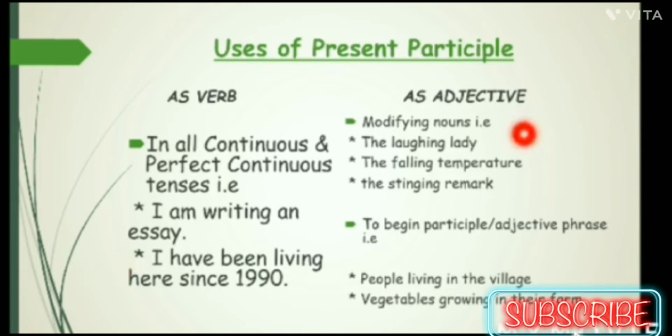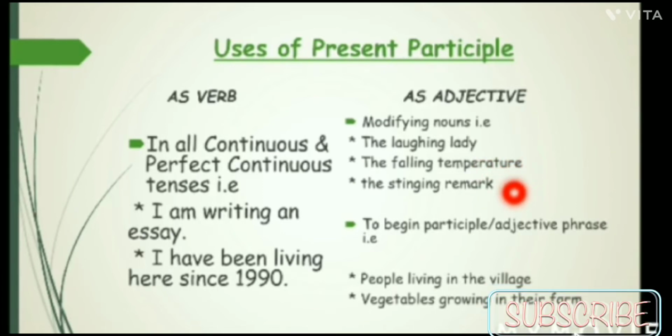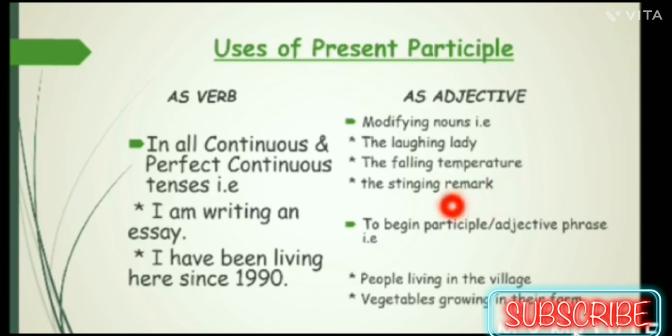Present participle as adjective. As adjective, it is modifying nouns like the laughing lady, the falling temperature, the stinging remark. In all these examples, laughing, falling, and stinging are modifying lady, temperature, and remark respectively.